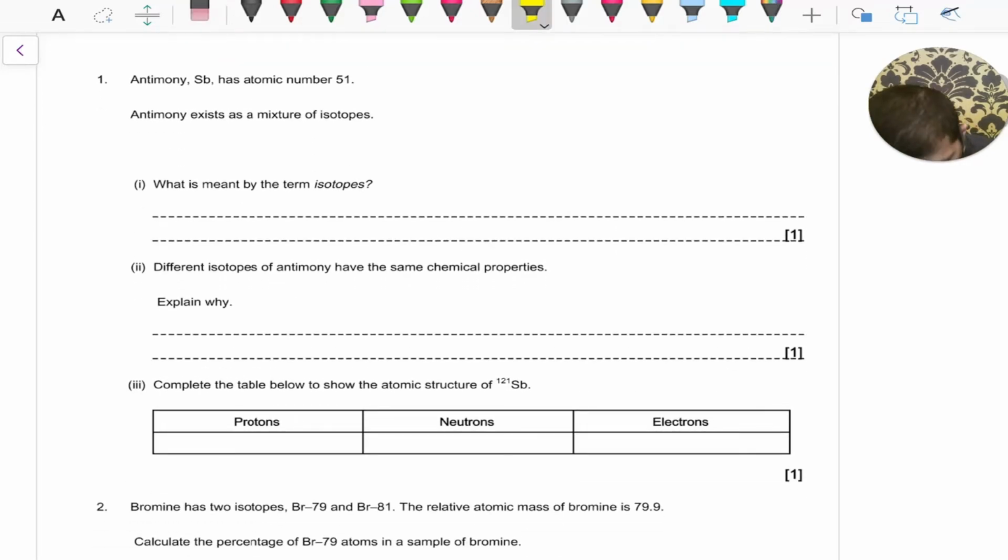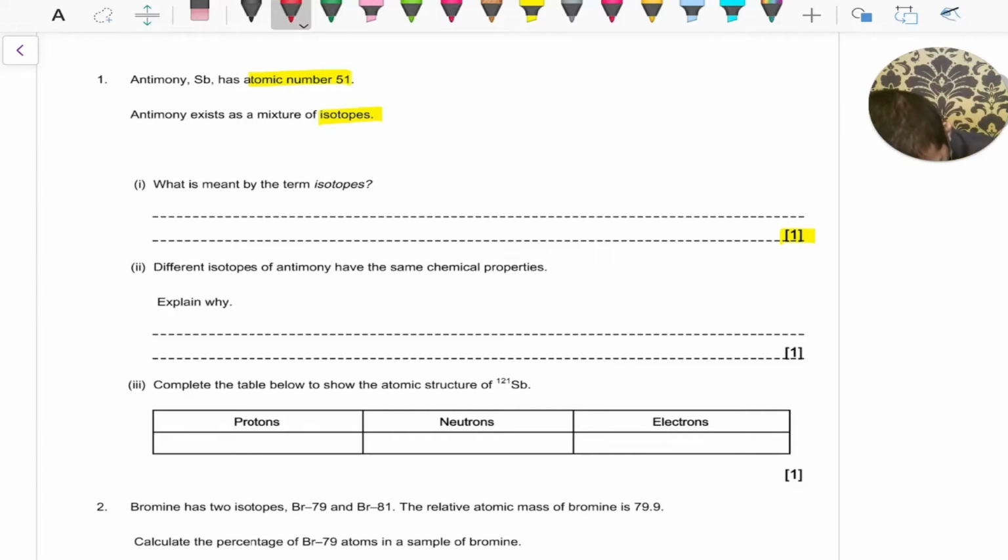So we've got antimony, and antimony has an atomic number of 51. You're told that it exists as a mixture of isotopes. Now, for the first question, for 1 mark, you've been asked what is meant by the term isotopes, and it's only a 1 marker, and it's a definition that you need. Now, you're thinking straightforward, well, this is really easy, this is in GCSE, and you're right, it is, but there's a certain point that students often miss out, so let's talk about it.